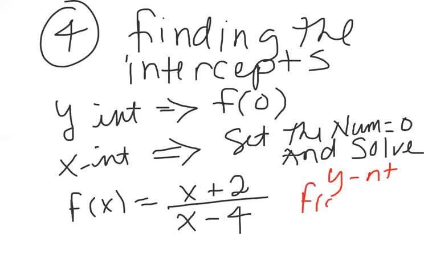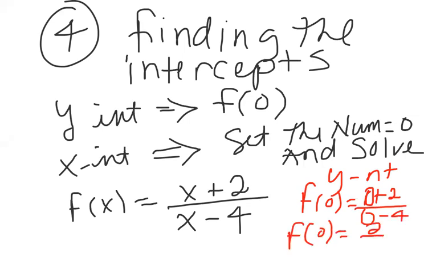Plug in 0 for every x. So 0 plus 2 over 0 minus 4 gives you 2 over negative 4, which reduces to negative 1/2. So the Y-intercept for this one is at 0, comma, negative 1/2.